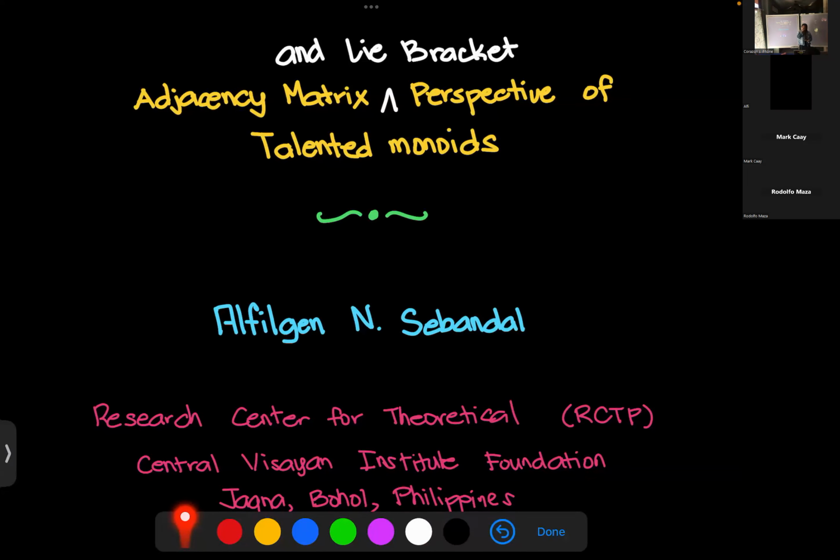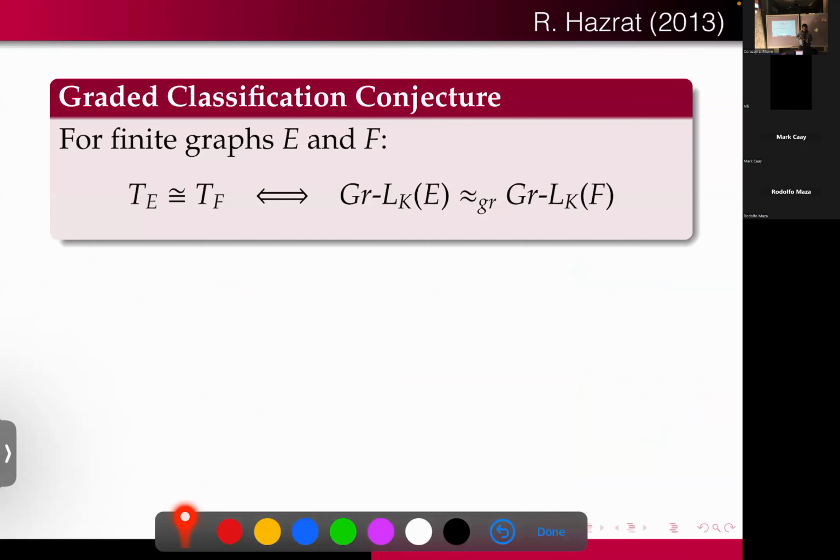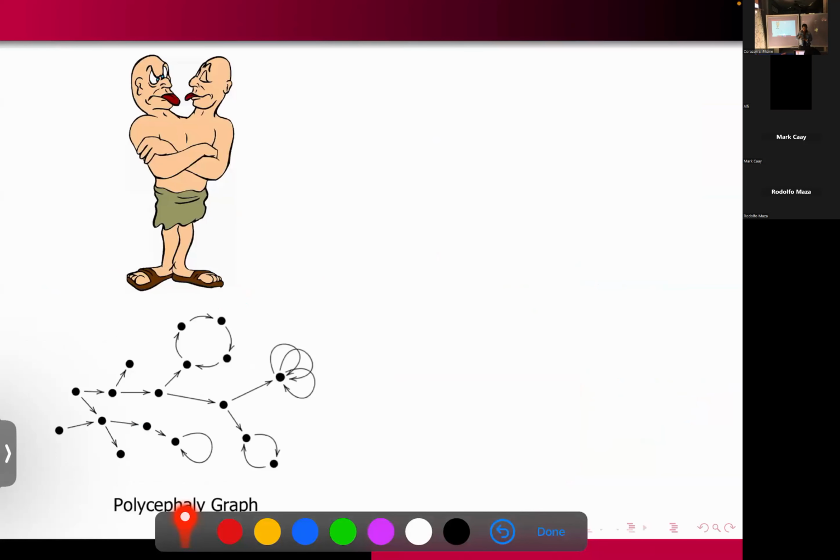And if I have more time, I will be adding some additional results on Lie bracket. So my title would be, if I have more time, of course, adjacency matrix and Lie bracket, perspective of talented monoids. Let's see. Okay, I know now what happened.